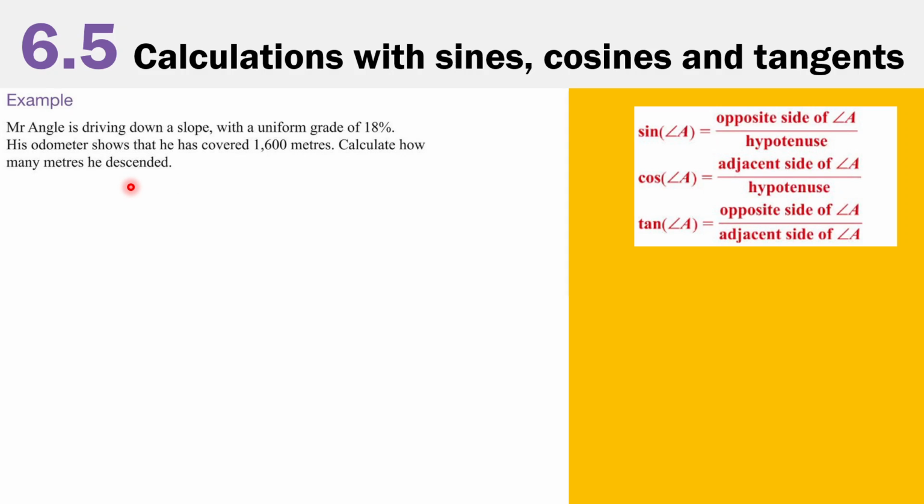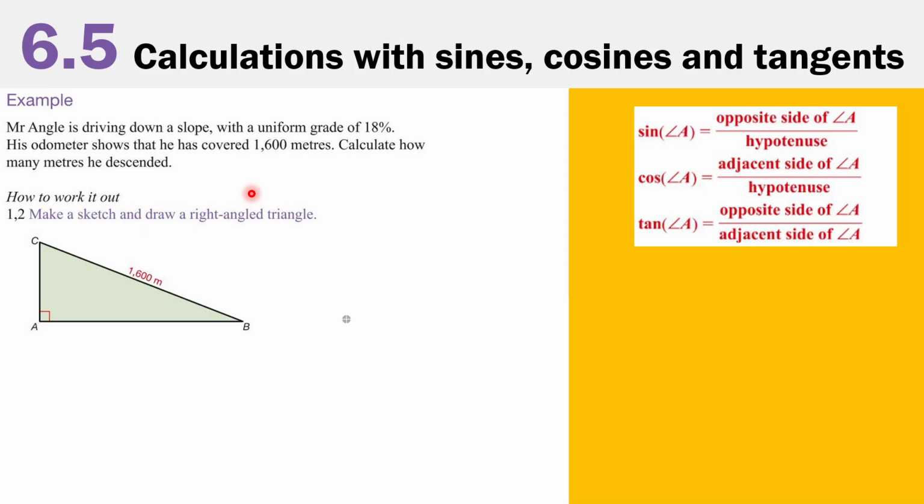Start by sketching this now. So make a sketch and draw a right angle triangle. Step 1 I just discussed a bit, right? Just read it carefully and know what they're talking about. Maybe be on the lookout for things that you should be worrying about. I think this is the sketch that they want you to make. If you go down, he covered 1600 meters. He has covered this side, right? The hypotenuse, actually.